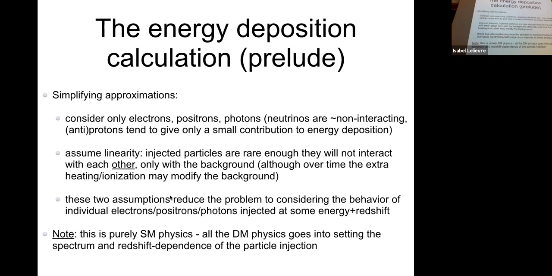Okay, so what those two assumptions do is basically reduce the problem to saying, if I throw an individual high energy electron or positron or photon into the universe at some energy and some redshift, what happens to it? Now, I notice from this point, the problem is all standard model physics. All the dark matter particle physics went into how I get these electrons and positrons and photons in the first place. From this point, it's just atomic physics in the early universe.